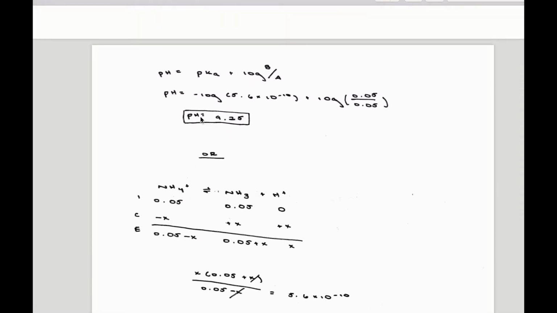Again, you're going to go through and solve, but here, because this is a base dissociation, you'll plug in your Kb value here instead. Okay? Again, you're still going to get the same answer, which is 9.25. So it's totally up to you how you want to do it.